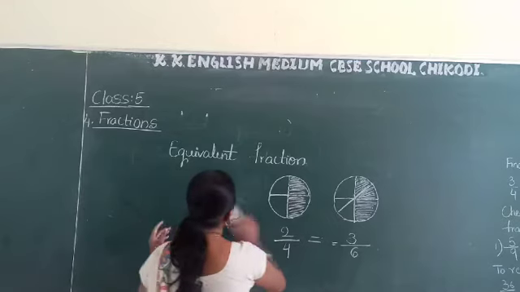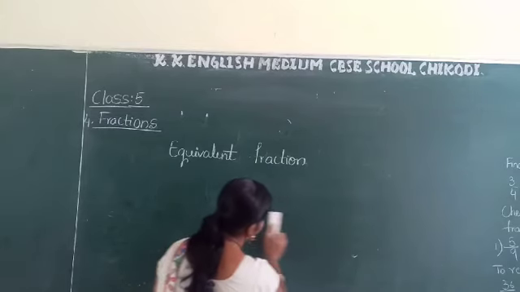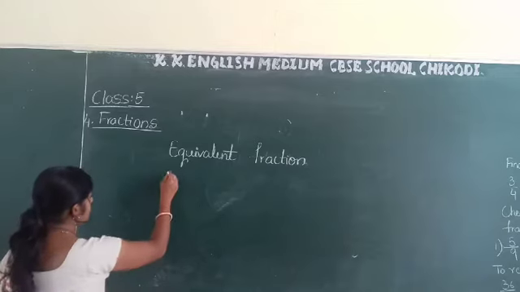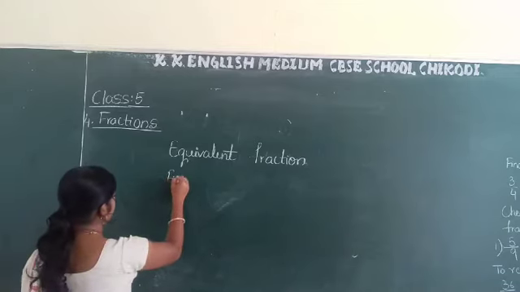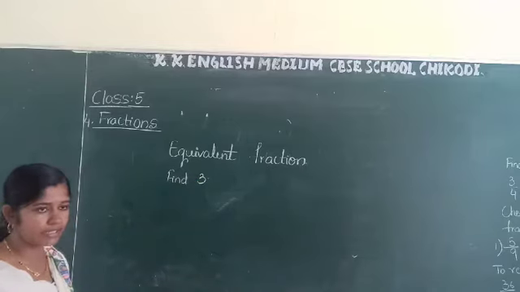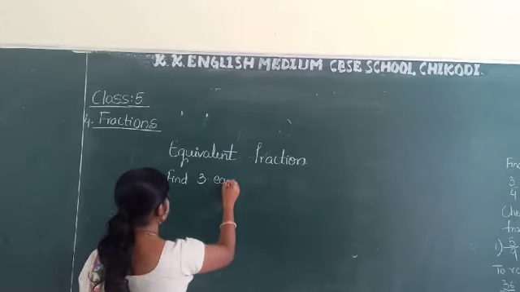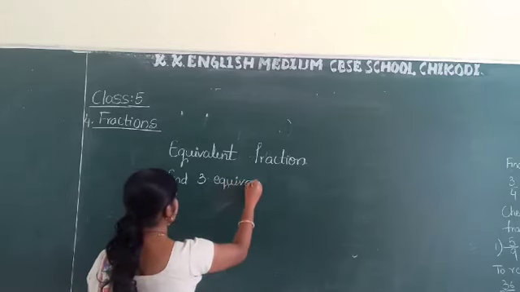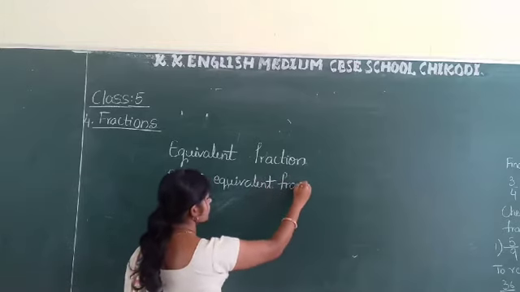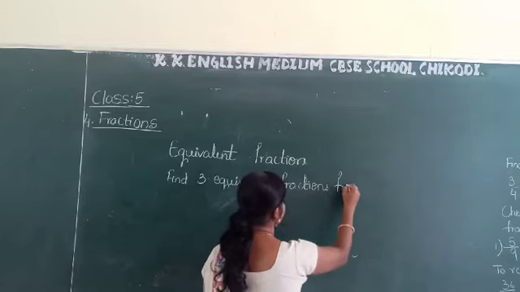Then the next question. The question will ask like this: find 3 equivalent fractions for the following. If they ask 3, you write 3; if they ask 4, you write 4.